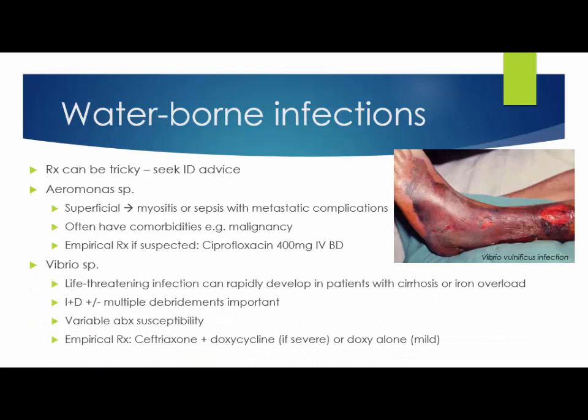And Vibrio species can be really, really awful. Sorry, Vibrio is the one that's seen in liver disease and cirrhotics. So that can be really life-threatening and fulminant, almost like a necrotizing fasciitis. So cirrhotics, people with iron overload, are particularly at risk. And they are sort of managed a lot like a necrotizing fasciitis. So they need a lot of incision and drainage, debridement. And antibiotic susceptibility is quite variable depending on the Vibrio species. So we generally go by culture results.